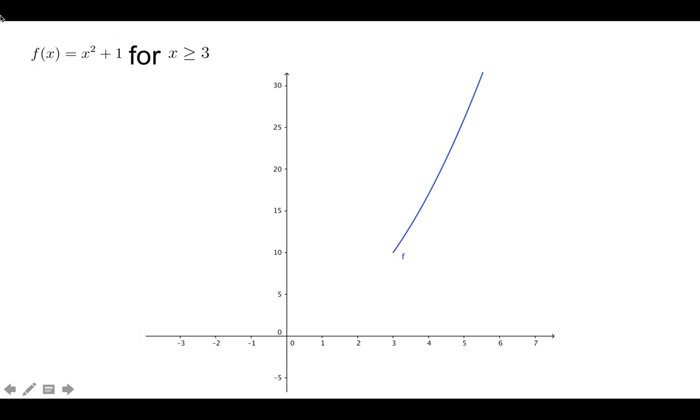Here's our graph for f of x is x squared plus 1, using only x is greater than or equal to 3. This, of course, should have an arrow on the end. This goes on forever. It just cuts off because I'm at the edge of the picture here. And I really should have a solid dot here at that point, (3, 10).